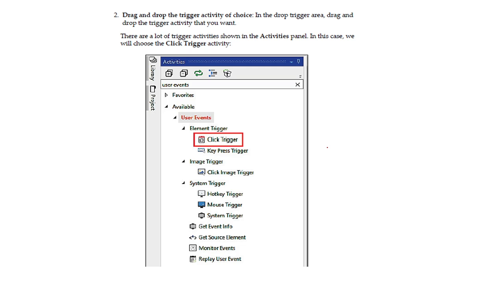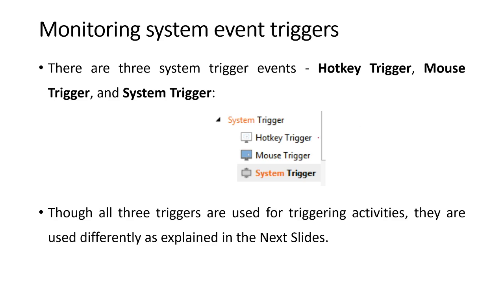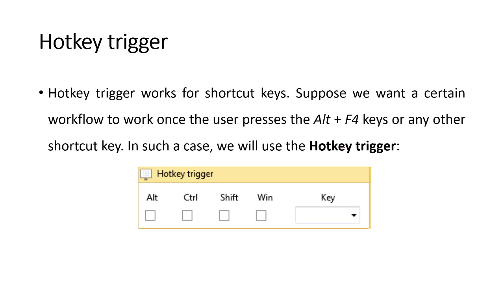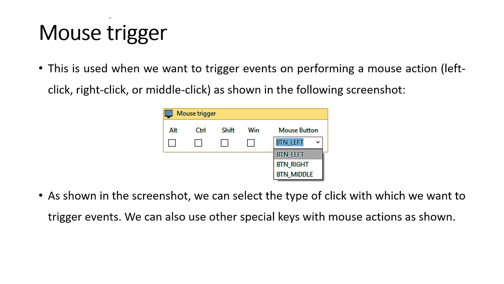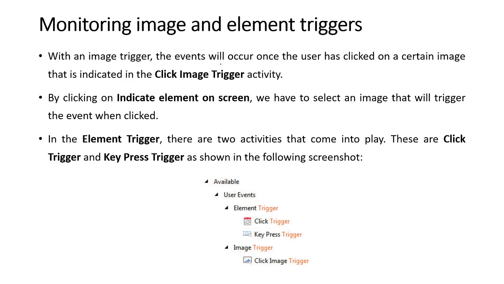Clear? So this is what we learned in the last class, and we learned with a simple example how to monitor a click trigger. These are the three triggers which come under system trigger, and we learned their individual purposes: when to use the hotkey trigger, when to use the mouse trigger, and when to use the system trigger. We also learned how to monitor image and element triggers.